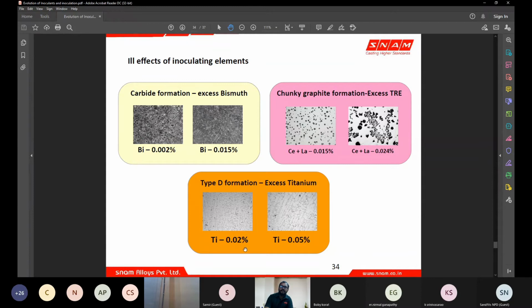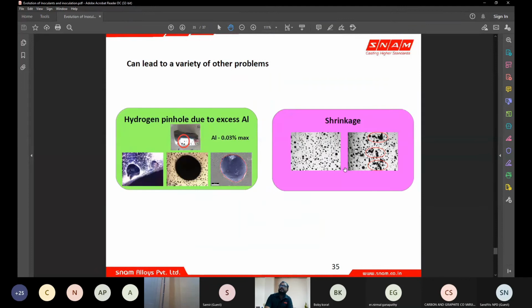When you have more titanium, it starts giving interdendritic graphite. That means if you are using a titanium based inoculant and your inoculation increases, the same amount of graphite gets converted into an interdendritic shape, which is not desirable. So increasing inoculation does not always guarantee a good microstructure or good soundness of the casting.